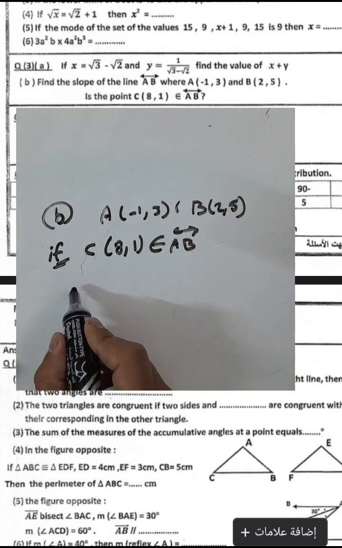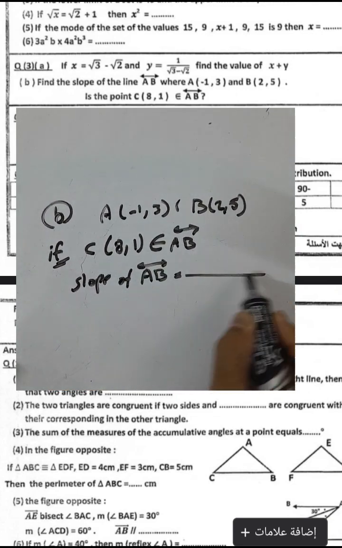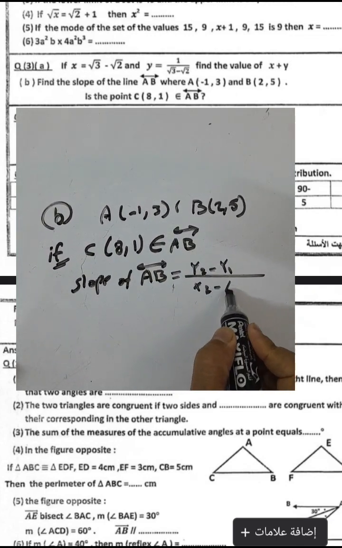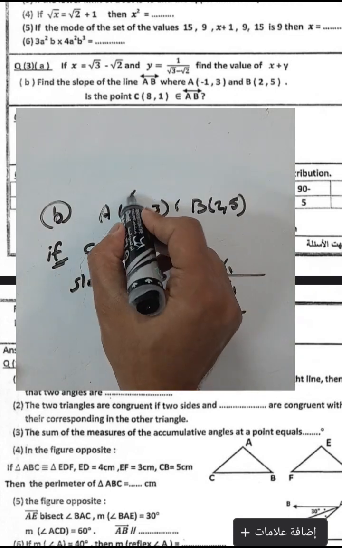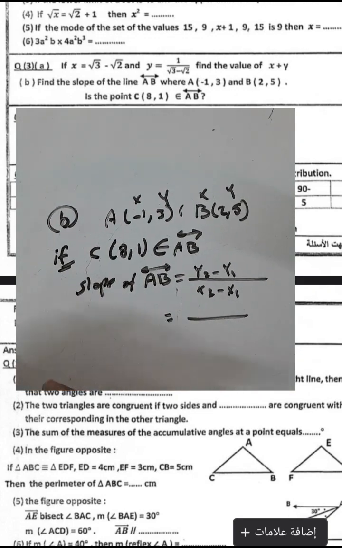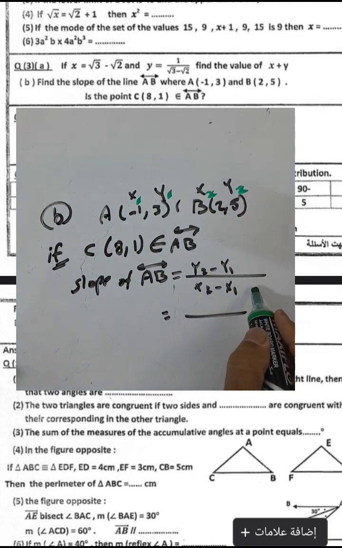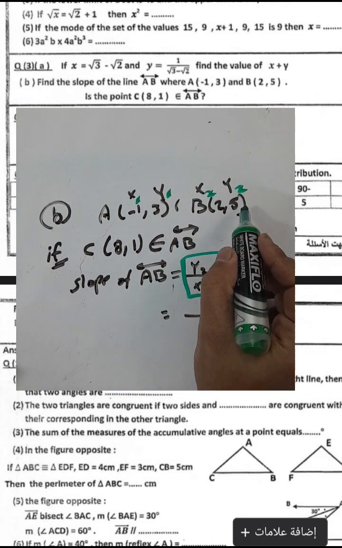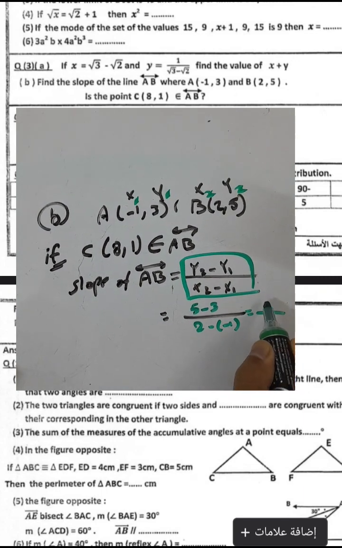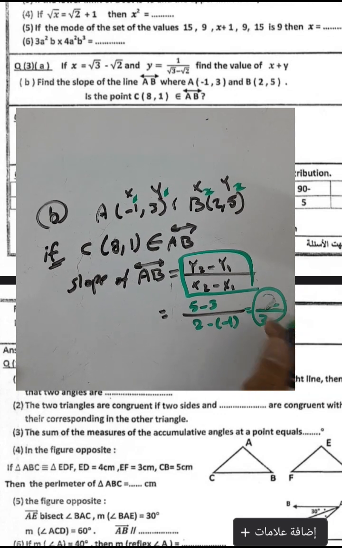First we can find the slope of straight line AB here, y2 minus y1 over x2 minus x1. We have x1 y1 here, 1 and 3, and x2 y2, 2 and 5. y2 minus y1 over x2 minus x1, 5 minus 3 over 2 minus 1, 5 minus 3 equal 2, and 2 minus 1 it will be 1, then the slope here it will be 2.